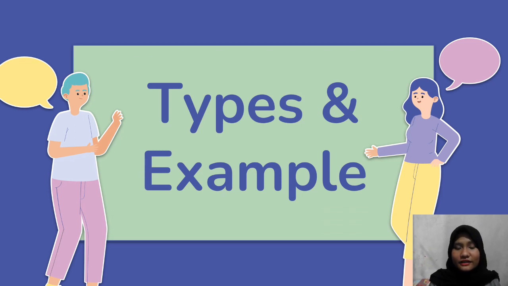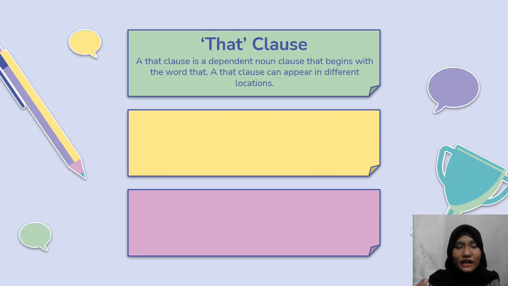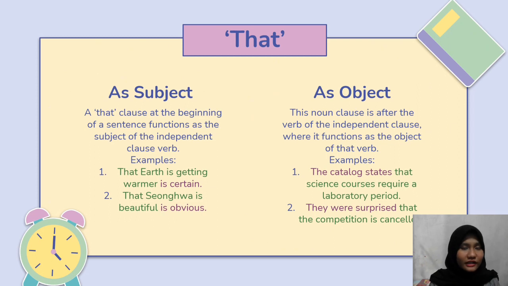So next we have the types and the examples. First type of the noun clause we have is the that clause. A that clause is a dependent noun clause that begins with the word that. A that clause can appear in different locations. The first location would be the beginning, where the that noun clause would serve as a subject. The second location would be at the end of the sentence, where the that noun clause would function as an object.